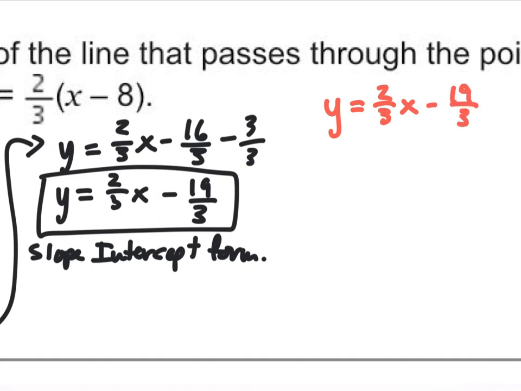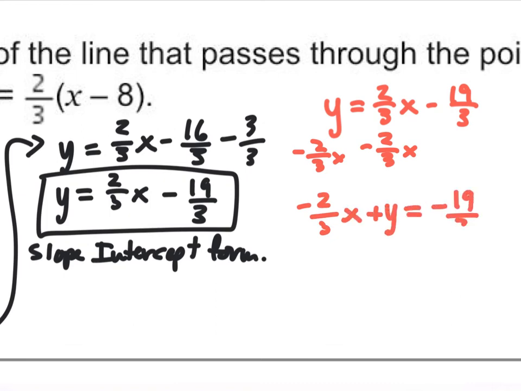First thing I'm going to do is move this term, this 2/3 x, over to the other side. So I'm going to subtract 2/3 x from both sides. So I get negative 2/3 x plus y is equal to negative 19/3. Now I'm going to get rid of these fractions and multiply the entire equation by the denominator, which is 3.